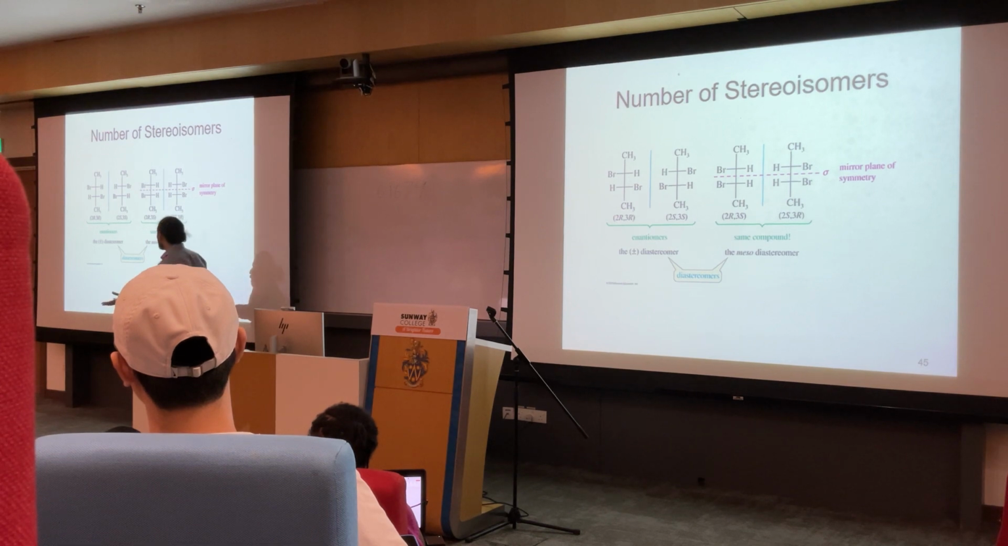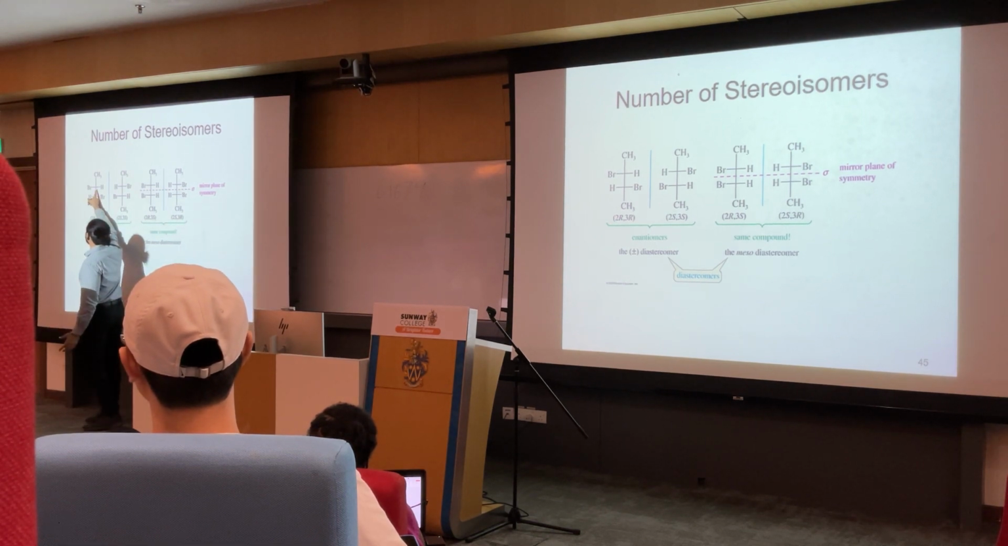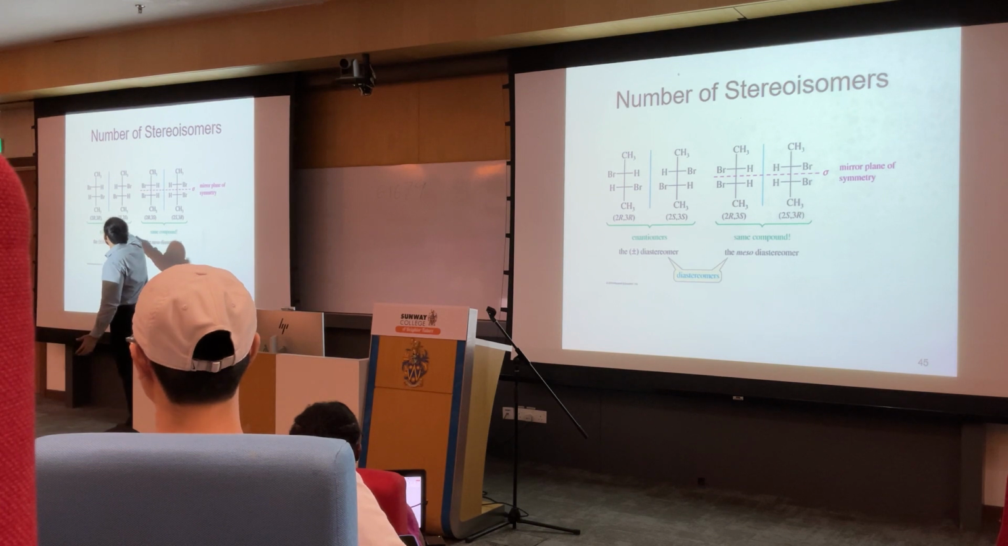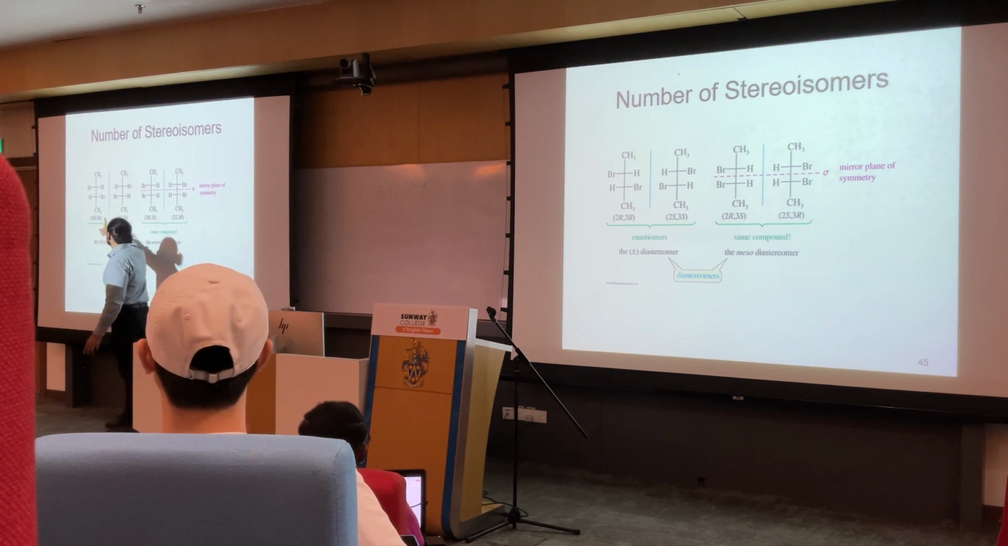But yeah, with name you can write, for example, if this one is R and this one is S, then you can write this is, oh, this is R and R, sorry. So you see 2R, 3R. This one is 2S, 3S. So, exactly opposite of each other. See?